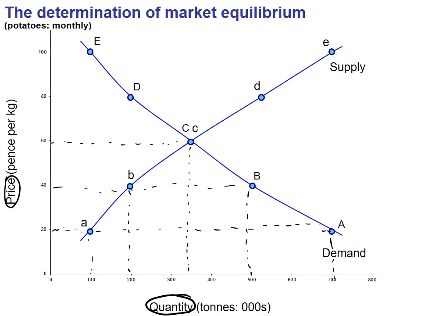So about 350,000 tons will be demanded by the market and will be supplied by suppliers to the market. So you can see demand is equal to supply in this market. Consumers want 350, suppliers supplying 350. There is a balance.